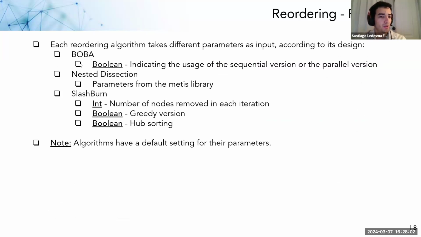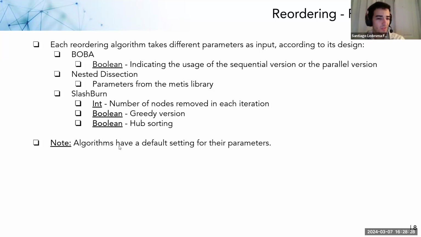Then each ordering algorithm has its own parameters. I won't go into much detail. You can find the different parameters in the SparseBase documentation. But it is important to know that they can be customized. So an algorithm does not have fixed parameters. They can be customized to your liking.